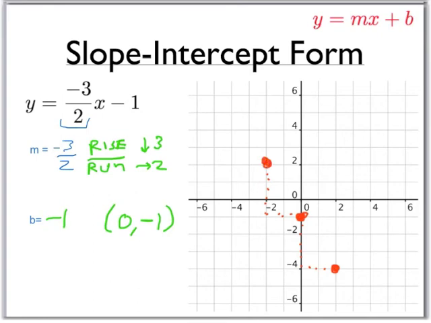And so there we have a couple of points. We see that we're going to make a line that looks a little something like this. And there we go. All that's left to do is draw the line. We can add little arrows on the end. There we have the line y equals negative 3 over 2x minus 1.